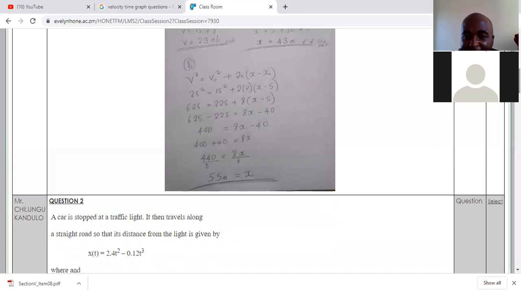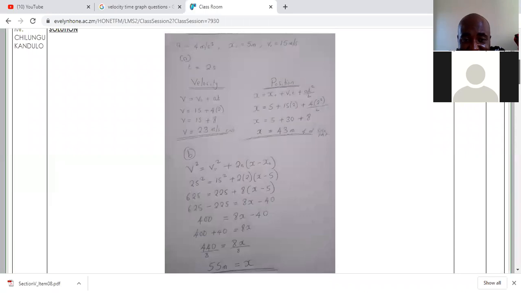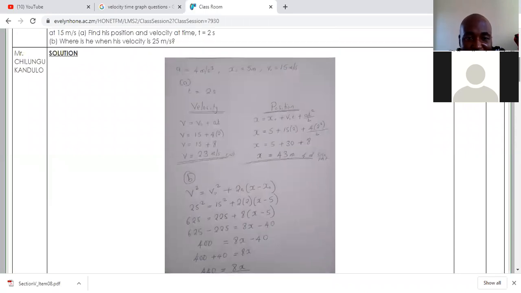Are there any questions here on how to do a question like this? We collect the data and see which equation is suitable, which equation has all the other variables except the one you're looking for, so that you can find the answer. Are there any questions, guys?